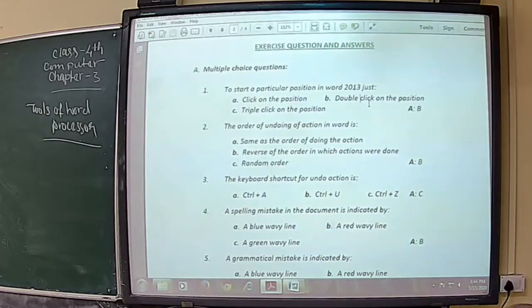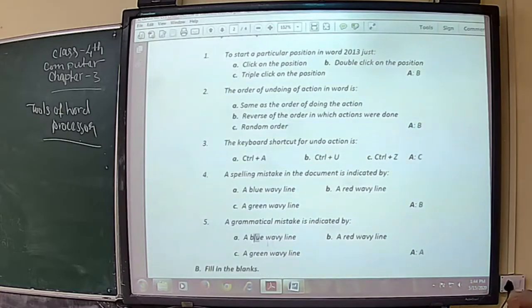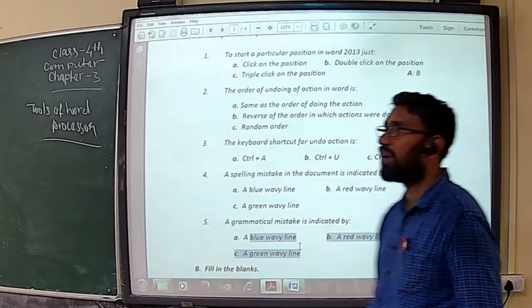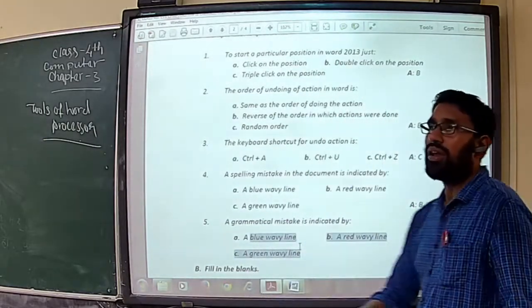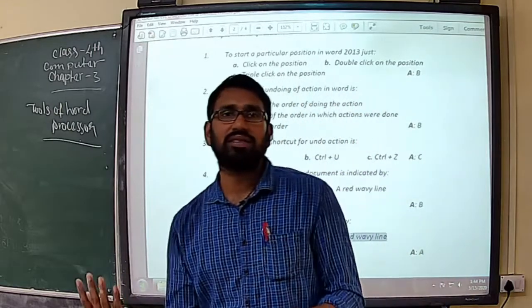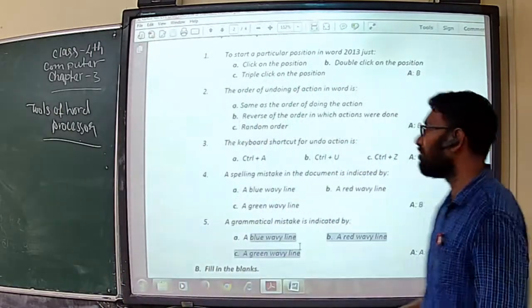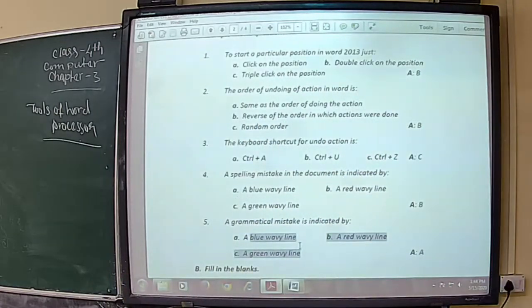A grammatical mistake is indicated by a blue wavy line. If you have typed a punctuation and given more spaces, or you are using is, was, and past tense, present tense, and the rest of the things, you will get a blue wavy line. So the answer is blue wavy line.